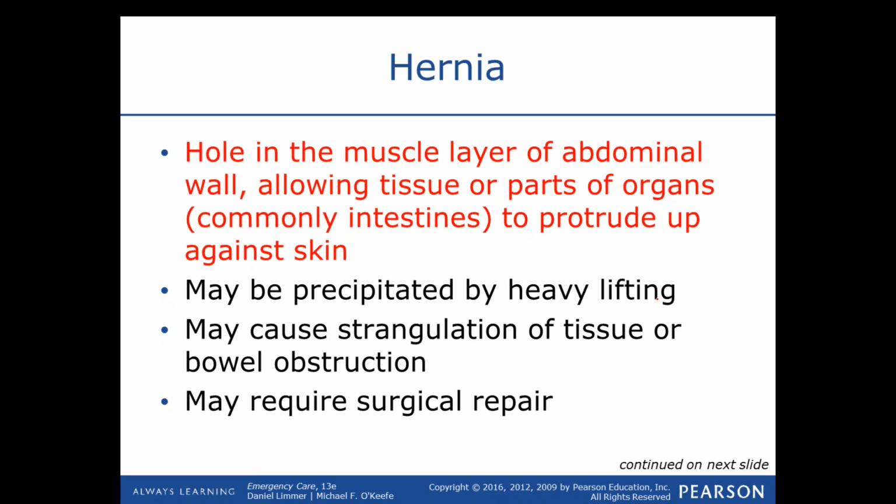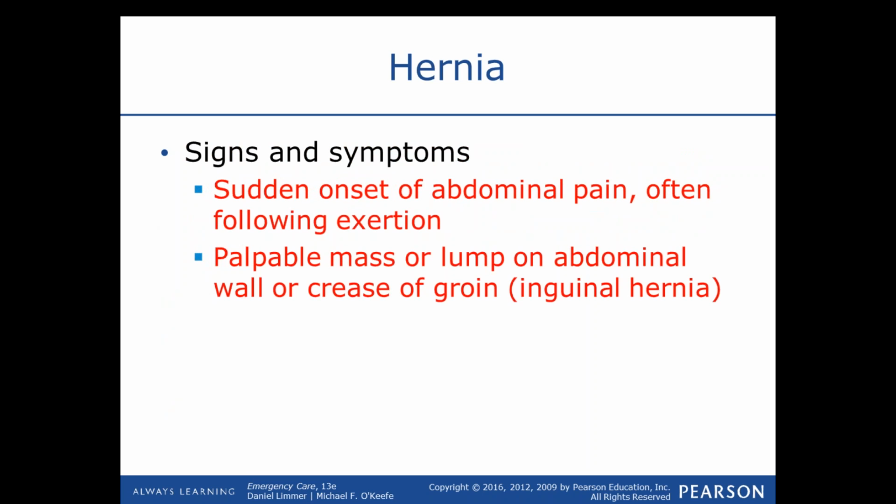A lot of times these require surgical repairs. Sometimes after surgeries or something along those lines, they decide to leave those things in place and don't surgically remove them. Signs and symptoms: sudden onset of abdominal pain, often following exertion. Again, we talked about the palpable mass or lump on the abdominal wall, or the crease of the groin is also fairly common. We refer to those as the inguinal hernias.